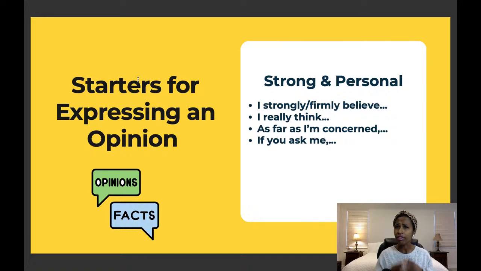I really think. So you can see that it's strong. The basic one was just "I think." Right now it's "I really think."